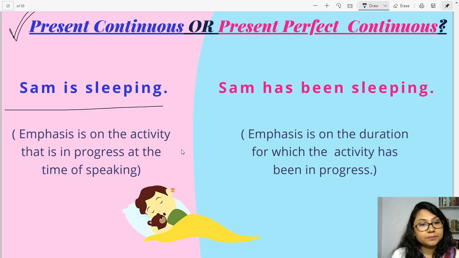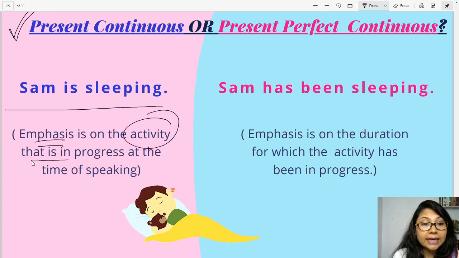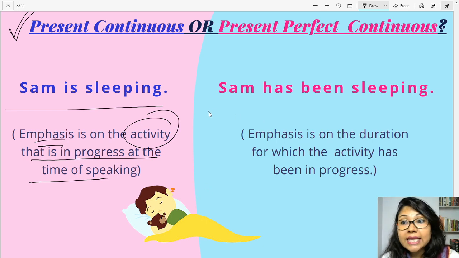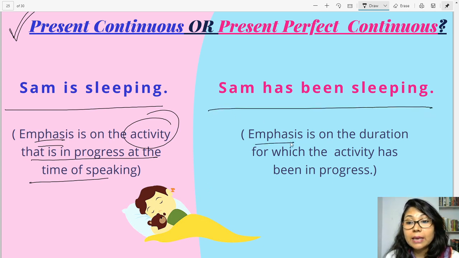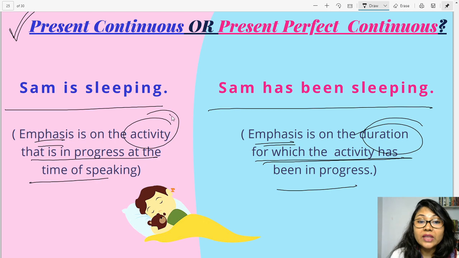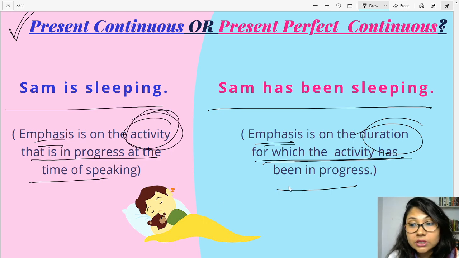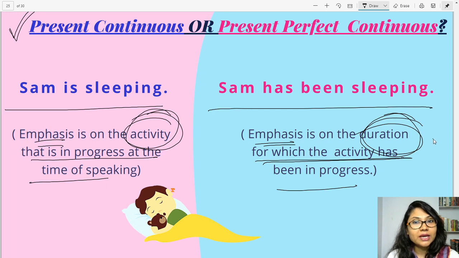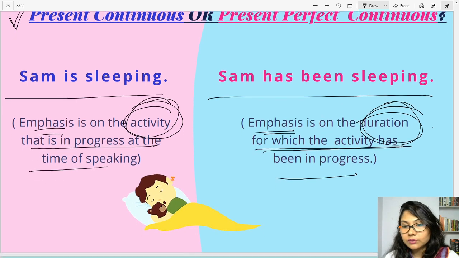Sam is sleeping. The emphasis is on the activity that is in progress at the time of speaking. Whereas when I'm saying Sam has been sleeping, my emphasis is on the duration for which the activity has been in progress. Here, the activity is on emphasis. Here, the duration is on emphasis. Alright. So, pretty Sam, he's sleeping with his teddy bear. Okay, bye-bye Sam. So, we are moving on.